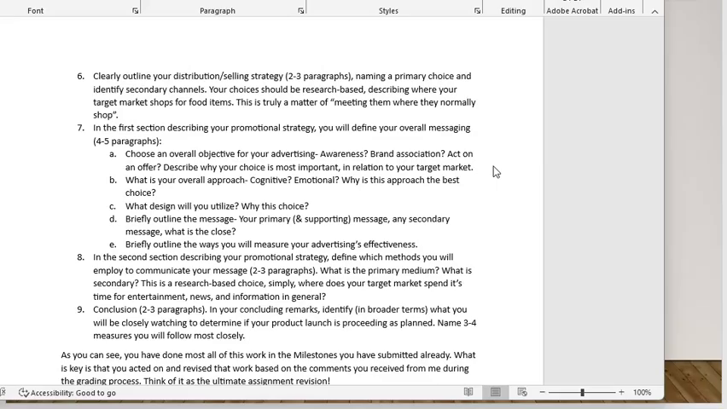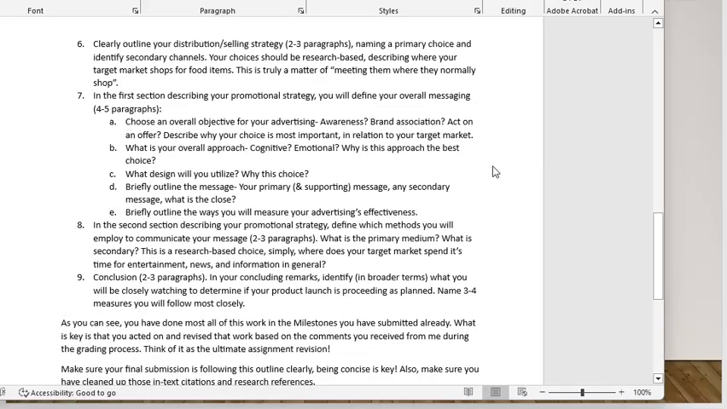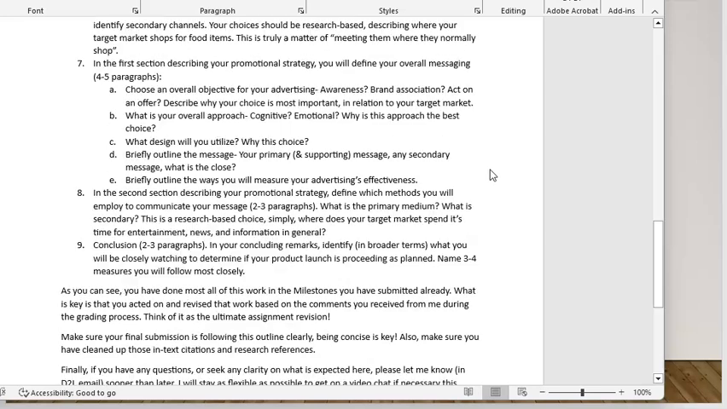What's your overall approach? Cognitive, emotional. We talked about, the textbook talks about those a lot. What design will you utilize? Why is this your choice? And then briefly outline the message, your primary and supporting message, any secondary message. What is the close? Obviously, your advertising has to have a close.